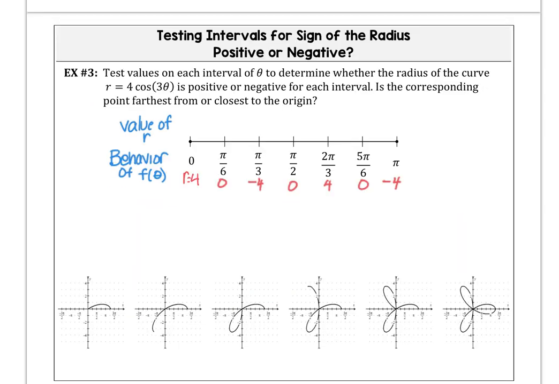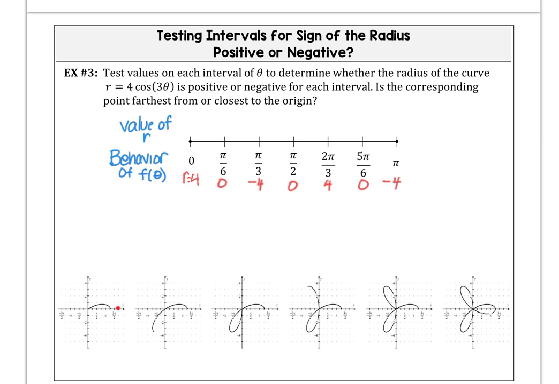In this example, we want to test values on each interval of θ to determine whether the radius of the curve r = 4 cos 3θ is positive or negative for each interval. And then we want to decide whether the corresponding point is farthest from or closest to the origin. So I've set up my test intervals here. This is the value of r that we're going to test, and this is the behavior there.